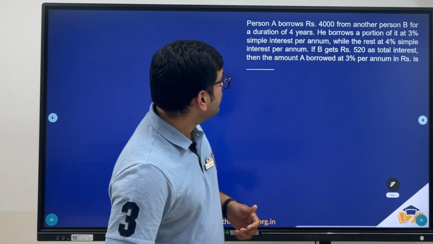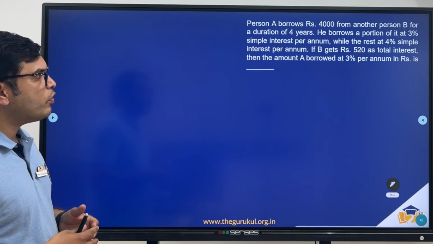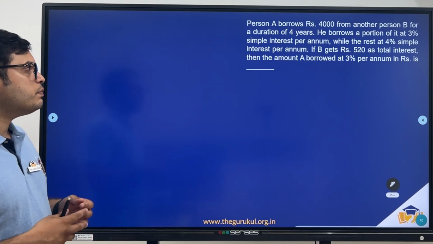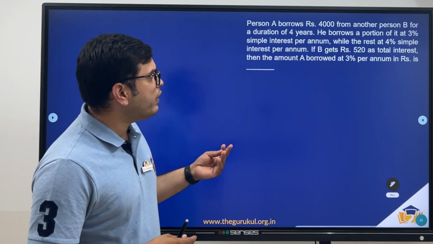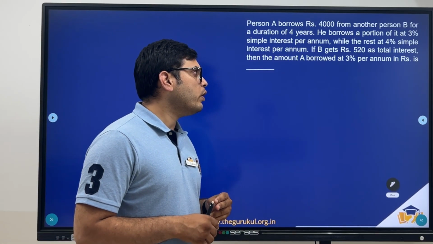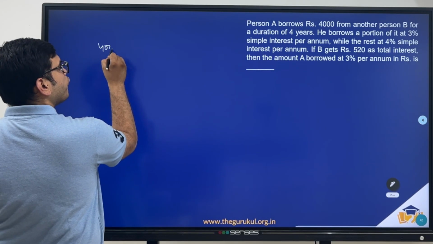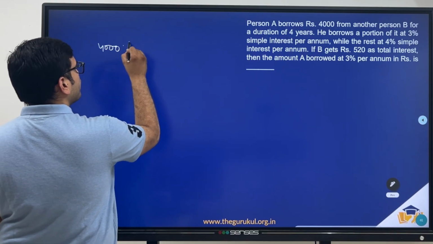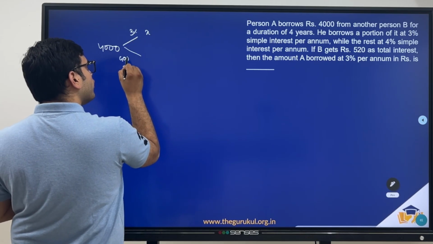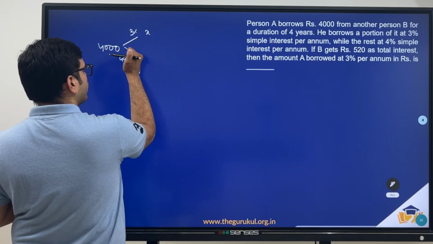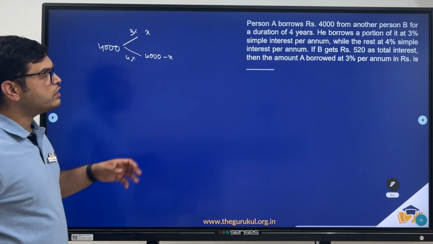Now coming to the next question. Person A borrows rupees 4,000 from another person B for a duration of 4 years. He borrows a portion of it at 3% simple interest per annum, while the rest at 4% simple interest per annum. If B gets rupees 520 as total interest, then the amount A borrowed at 3% per annum in rupees is, right? So A borrowed a total of 4,000 rupees. Let us say X at 3%. So the remaining 4,000 minus X at 4% rate of interest for 4 years.